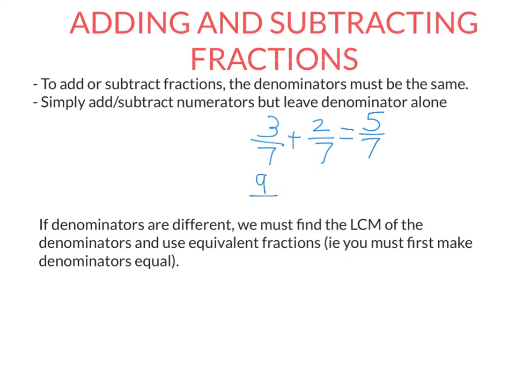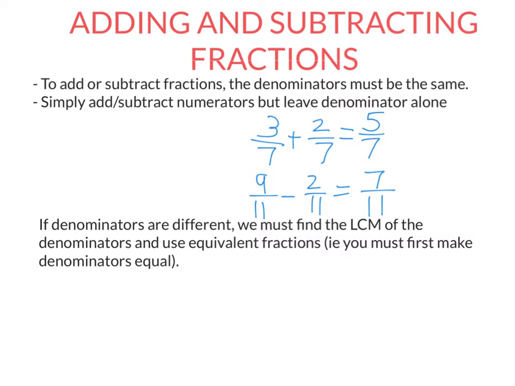So if I have 9 over 11 minus 2 over 11, again, I only perform the operation on the numerators. This time, instead of adding, I subtract. 9 minus 2 is 7. And I keep the same denominator. Denominators don't change. All right, that's all well and good when the denominators are the same as they were here and here. But what about if the denominators are different?